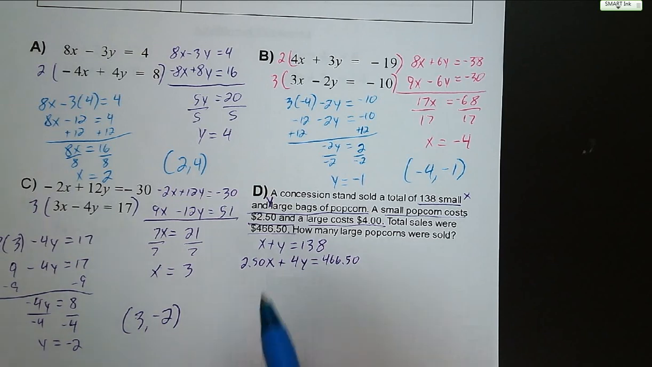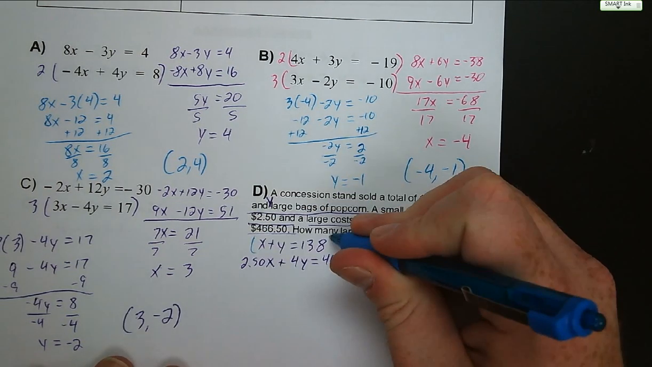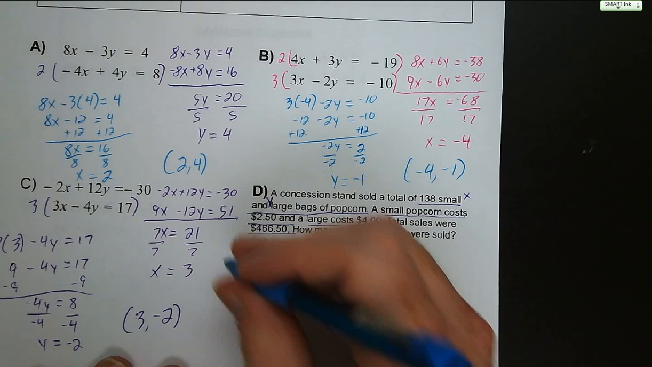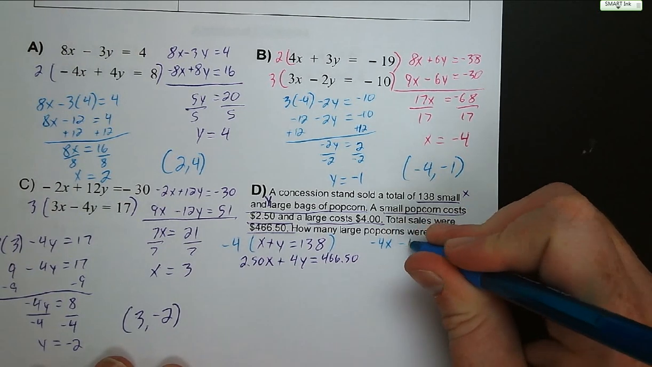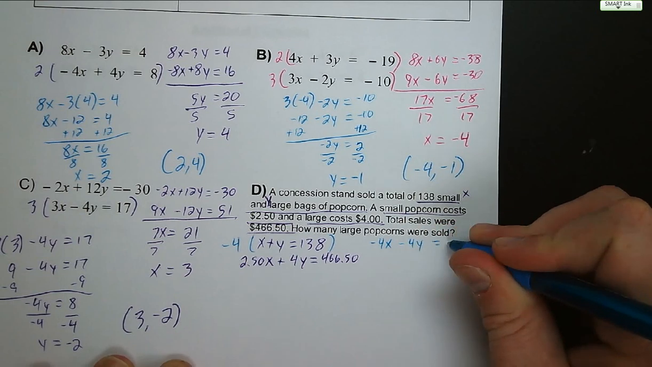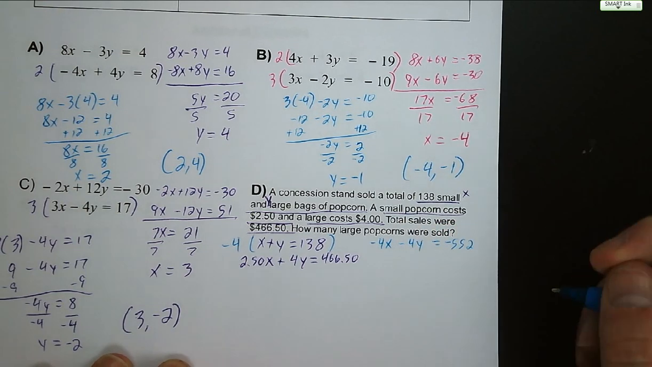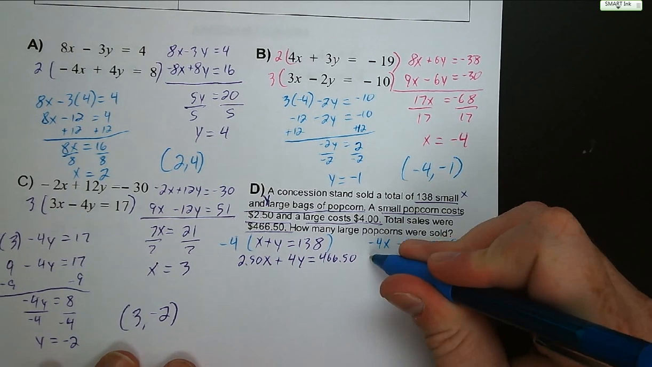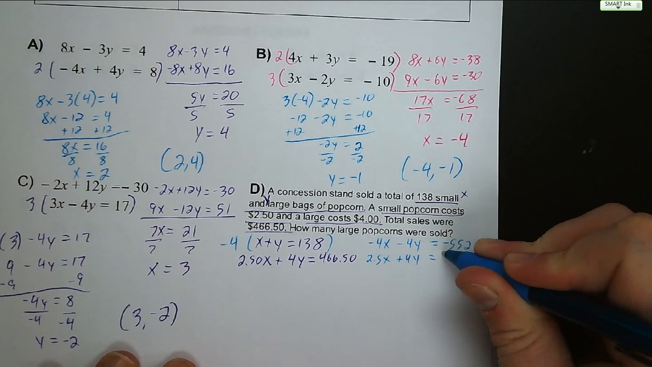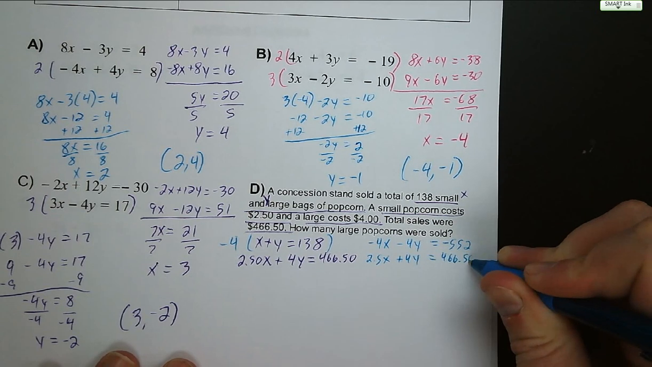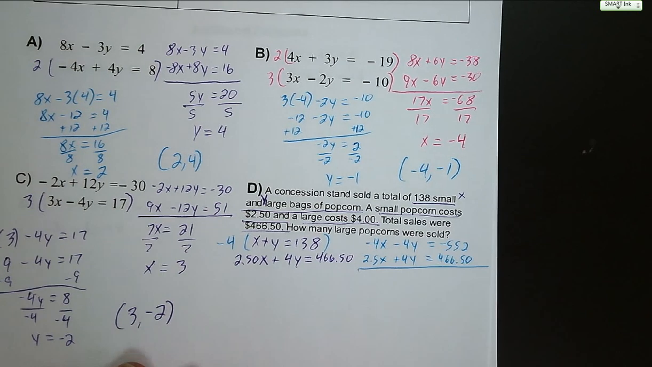All right, now we need to figure out something that we can multiply by. Well, both X and Y are positive, so I'm going to have to multiply by a negative number, and instead of dealing with decimals, I'm going to multiply everything by negative 4. So we'll have negative 4x minus 4y equals negative 552. Now we rewrite our second one. We have 2.5x plus 4y equals 466.50.